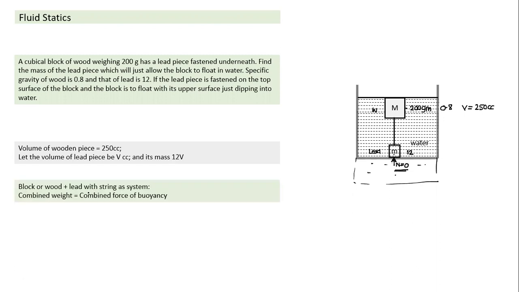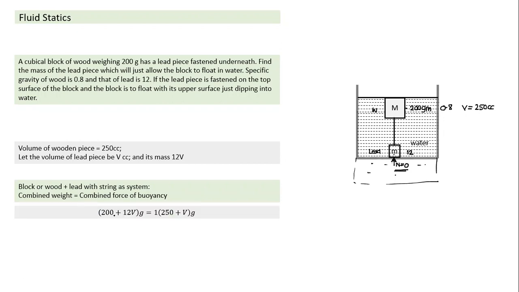The block of wood and lead with the string as a system, the combined weight has to be equal to the combined force of buoyancy. So two things we have taken. One thing I think all of you understand: just floating means normal reaction has to be equal to 0. And I have assumed the volume to be V. This equation comes from laws of motion. The combined weight of these two together as a system is equal to the combined force of buoyancy.